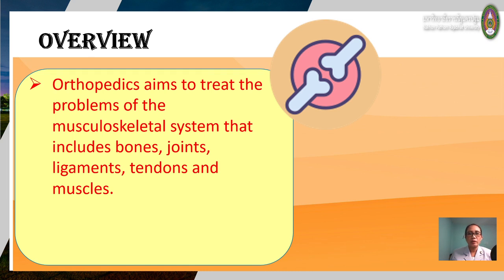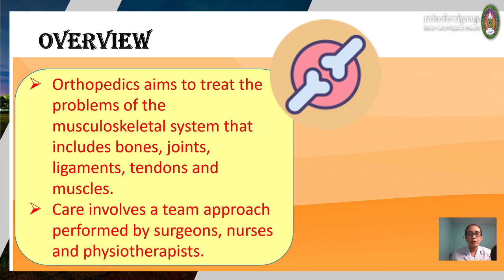our bones, our joints, our ligaments, tendons, and our muscles. Orthopedic care also involves a team approach performed by surgeons, nurses, and physiotherapists. These are the three most important persons in the orthopedic department or orthopedic treatment of patients.